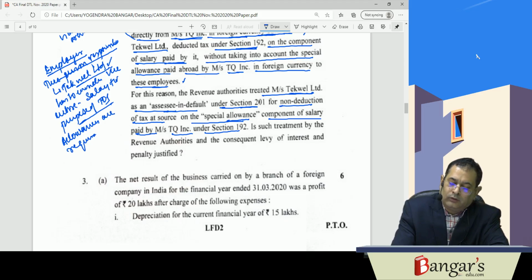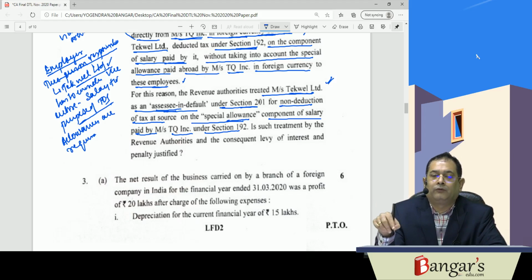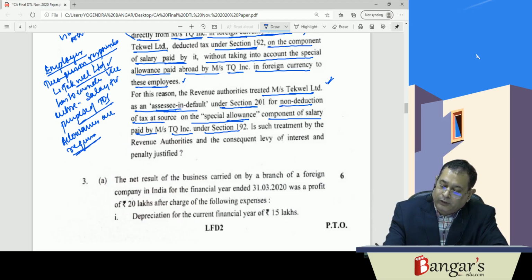So hence, this Techwell Limited will be regarded as assessee in default. Because computation of salary will be as per the provisions of section 15, and all the allowances, even if they have been paid outside India, will be considered because the salary income is deemed to accrue or arise in India as per the provisions of 9(1)(ii). Now, these allowances are required to be considered here. Therefore, Techwell Limited will be regarded as assessee in default, and will be liable for interest under section 201.